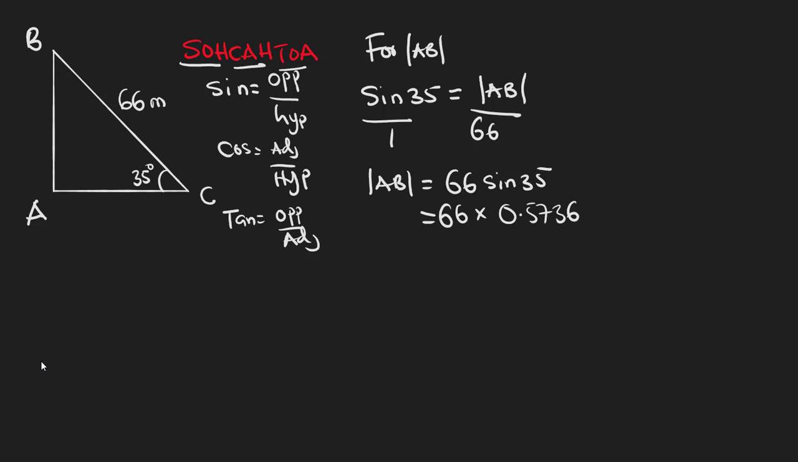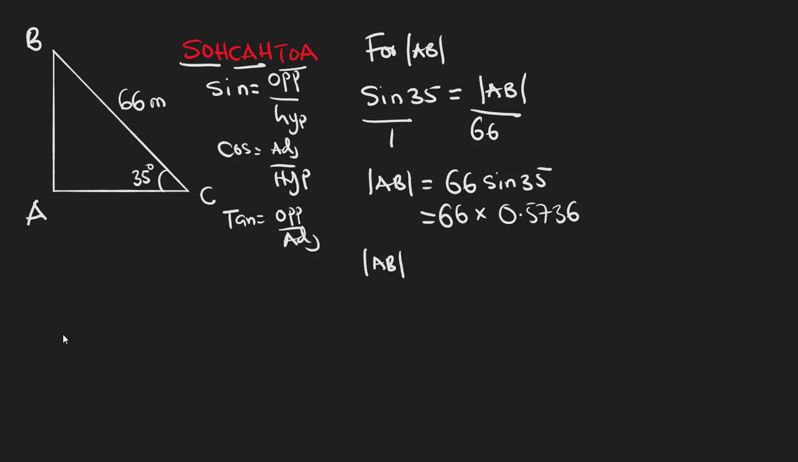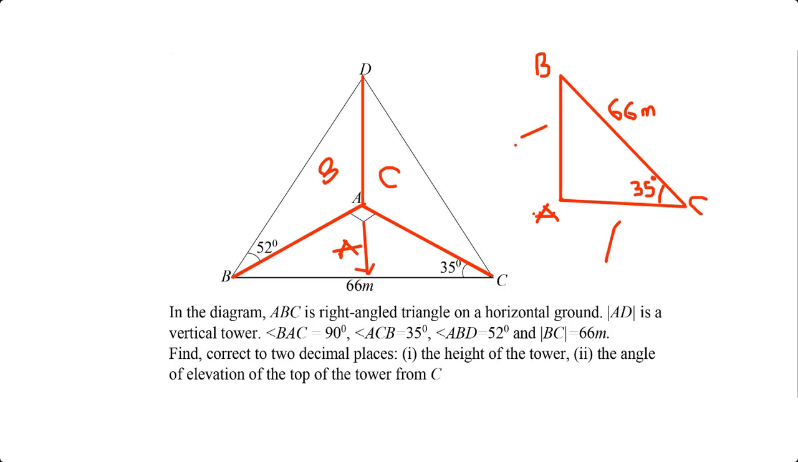So multiply 0.5736 by 66, we're going to have 37.856. Line AB is equal to 37.856 meters. So this is our line AB, 37.856 meters. So since we've gotten that, we know that this line AB, which is this place, right? It will be 66. All right.